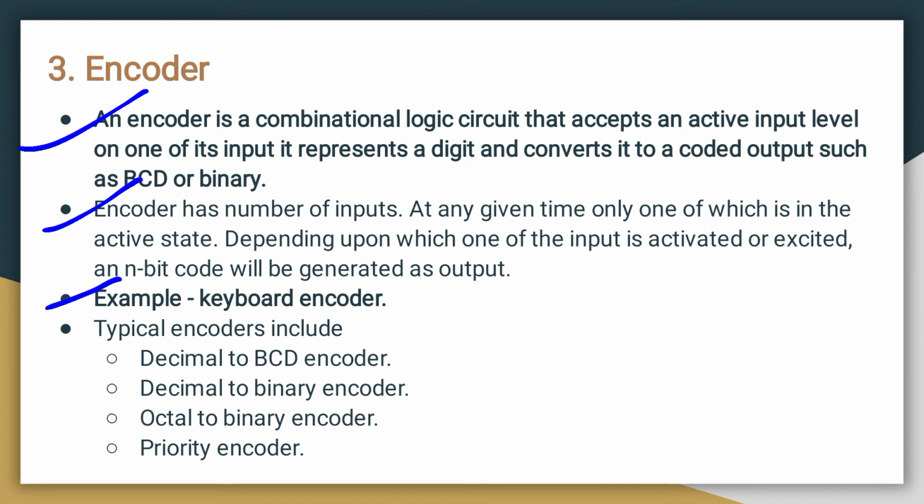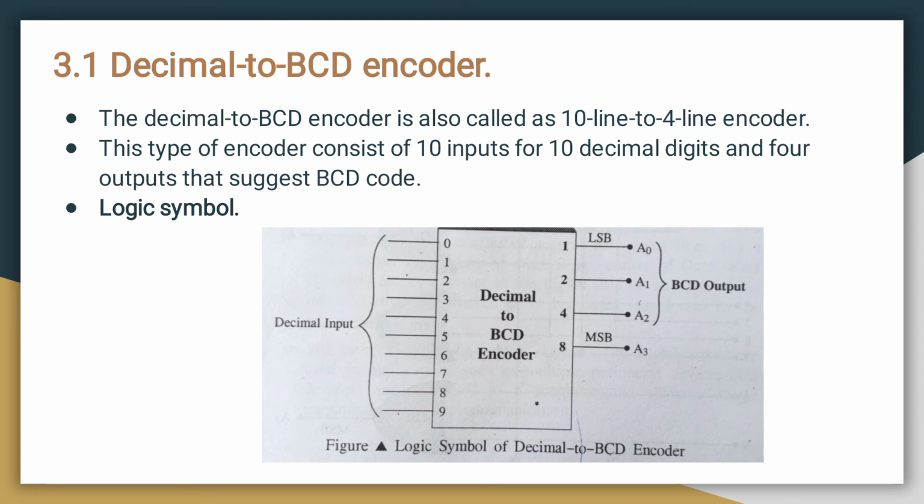So next is the types of encoders. One is decimal to BCD encoder, decimal to binary encoder, octal to binary encoder, and priority encoder. So these are the types. We are going to study this according to your syllabus. In this we are going to study about the decimal to BCD encoder, nothing but the first type of the encoder.